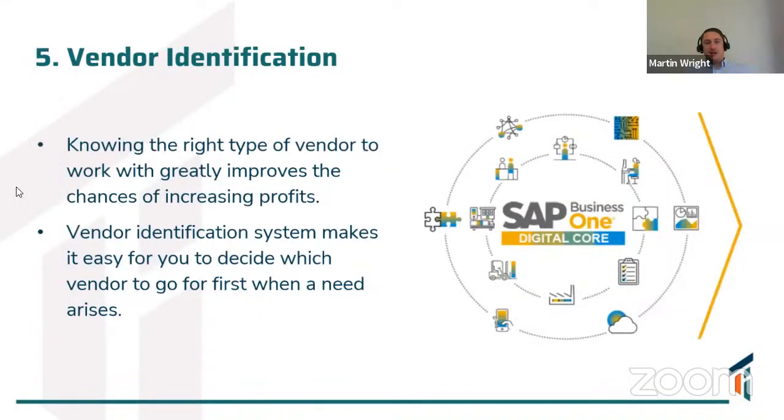Vendor identification is another one. Knowing the right type of vendor to work with greatly improves the chances of increasing profits. We all want to work with the best, and companies selling the most are very valuable to you. A vendor identification system makes it easy for you to decide which vendor to go for first when the need arises.